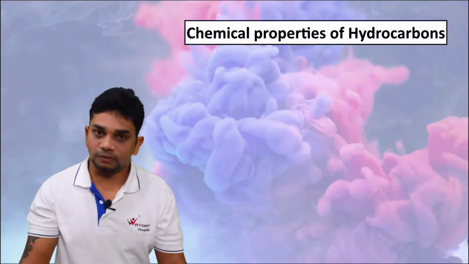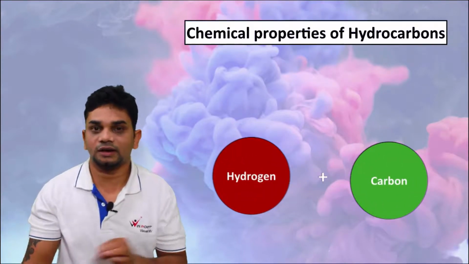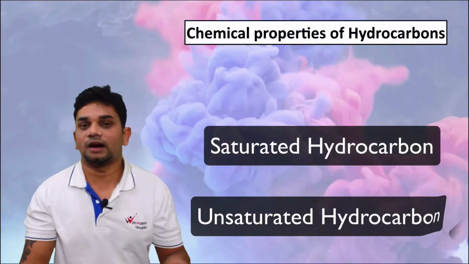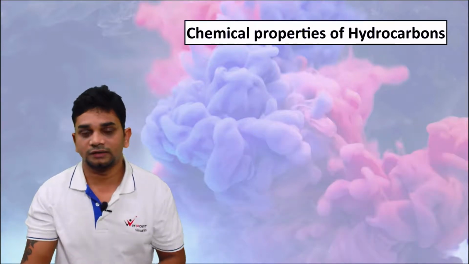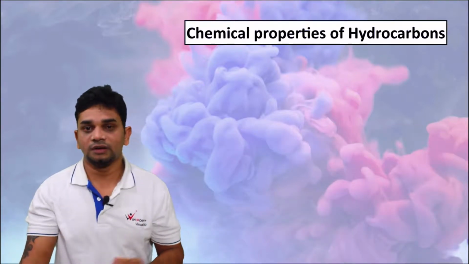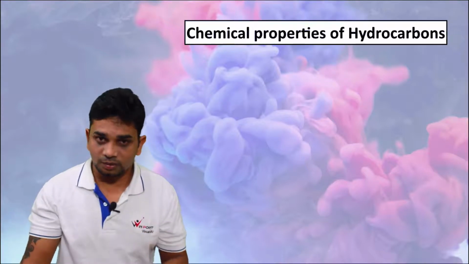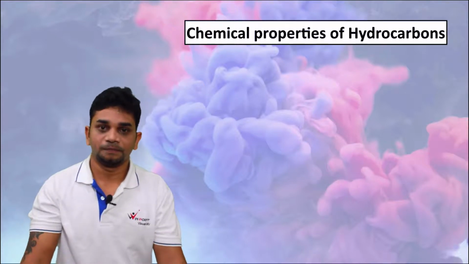Chemical properties of hydrocarbons. What is hydrocarbon? Hydrocarbon is a combination of hydrogen and carbon. There are two types of hydrocarbon, saturated hydrocarbons and unsaturated hydrocarbons. If the hydrocarbon has single bonds only, then it is a saturated hydrocarbon, and if it has a double bond or triple bond along with single bonds, then it is an unsaturated hydrocarbon.